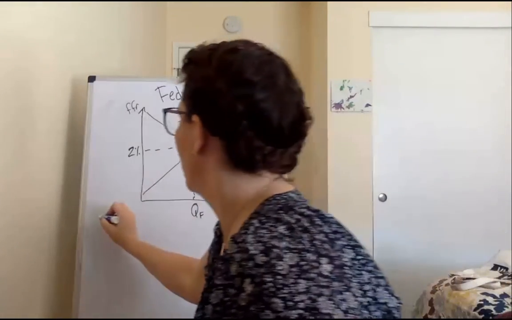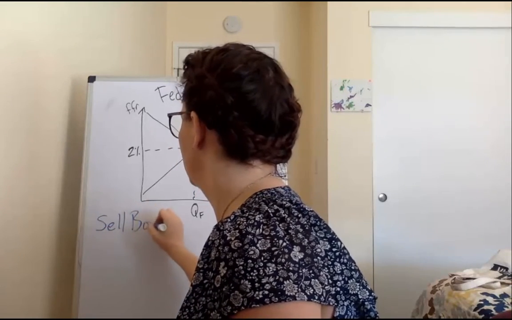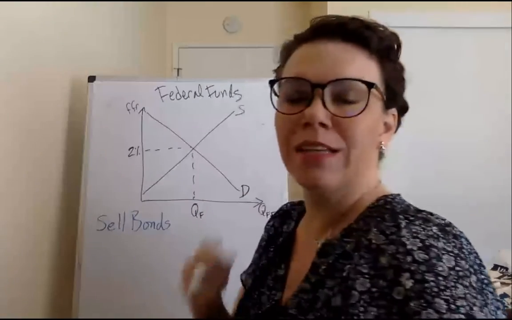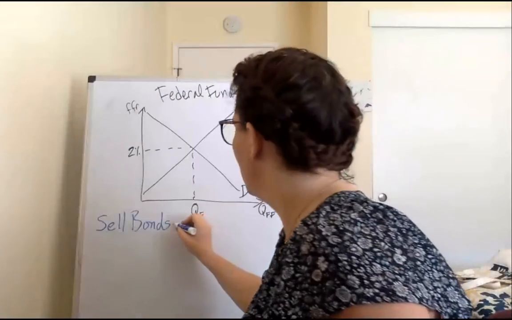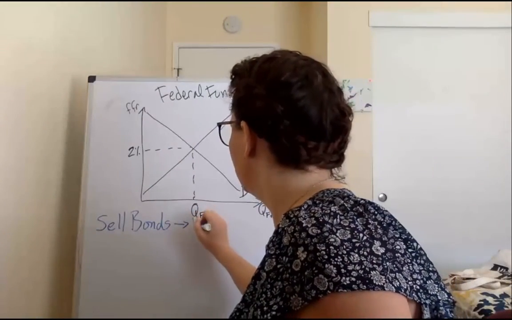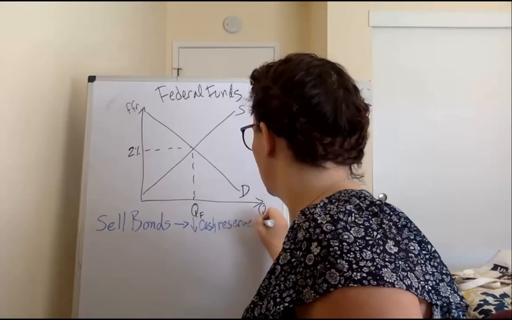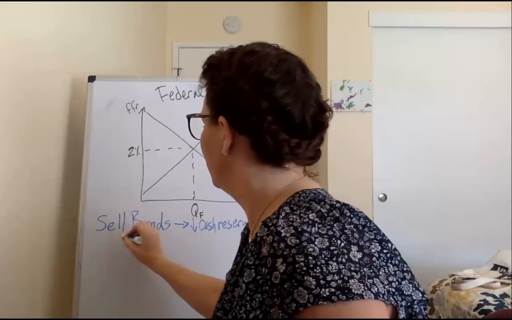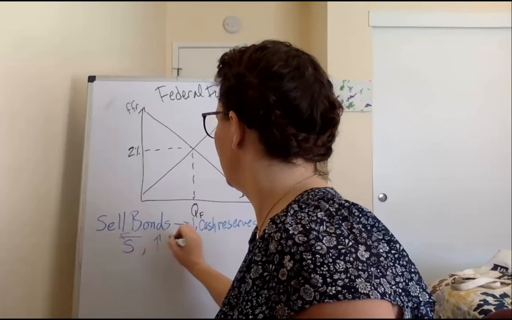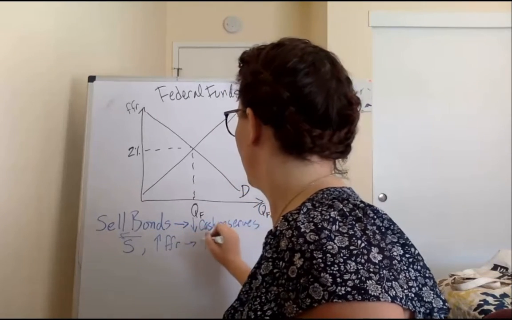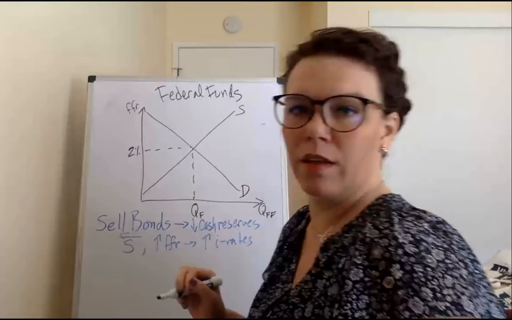And so what they'll do with open market operations is they will sell bonds to banks. Selling bonds to banks means banks are going to have more bonds and less cash as reserves. So that's going to decrease the amount of cash reserves, which is going to have the effect of shifting the money supply in, raising the federal funds rate, and raising interest rates. So that would look like this.